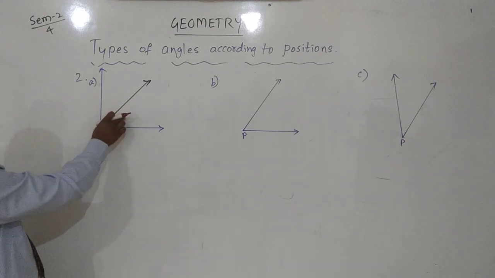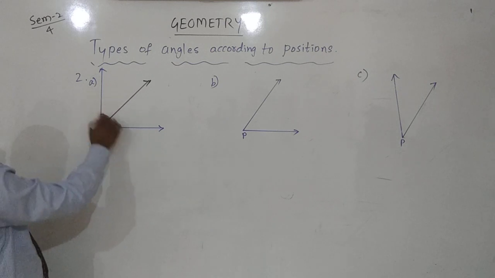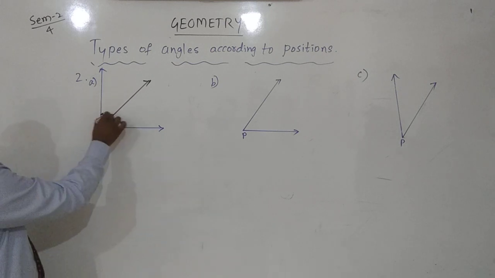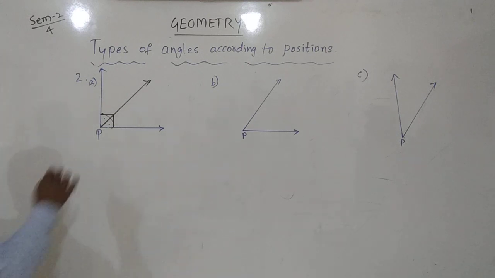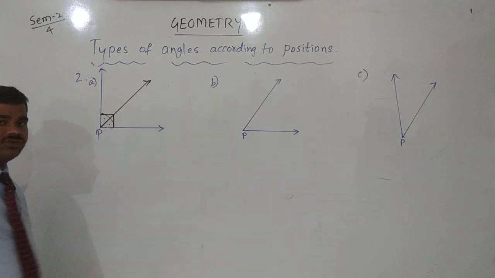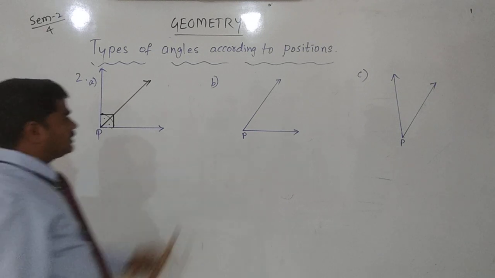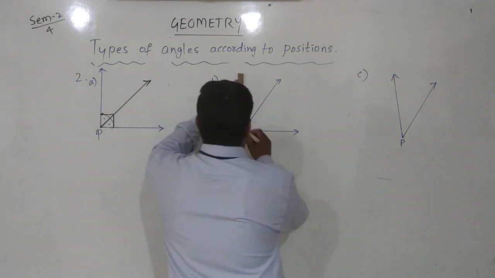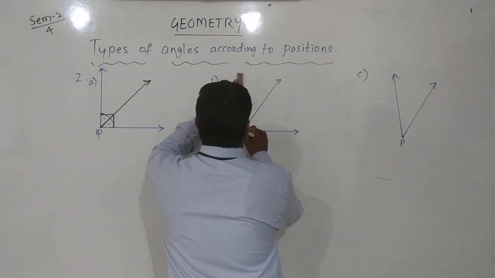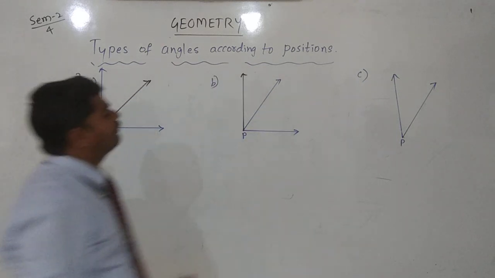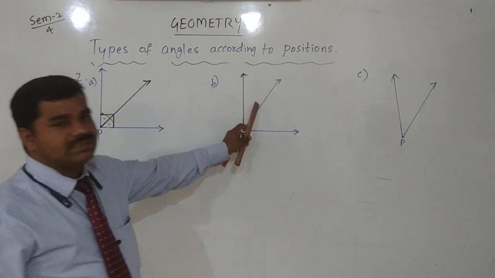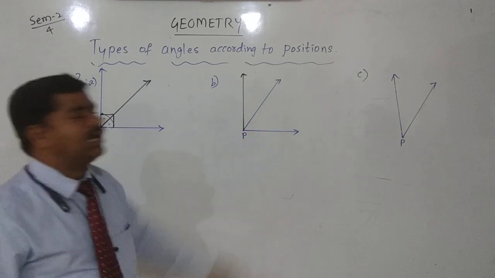Adjacent angles and complementary angles. Complementary means it is 90 degrees. This is 45, this is 45, you can say, or we can write it down also. Yes, here this should be 90 degrees. Then it is complementary angles, and also adjacent angles.